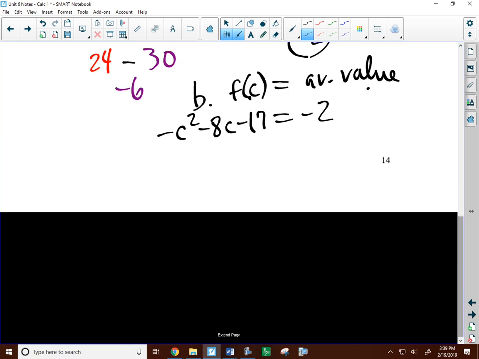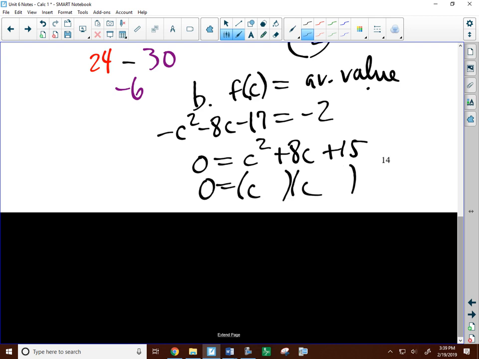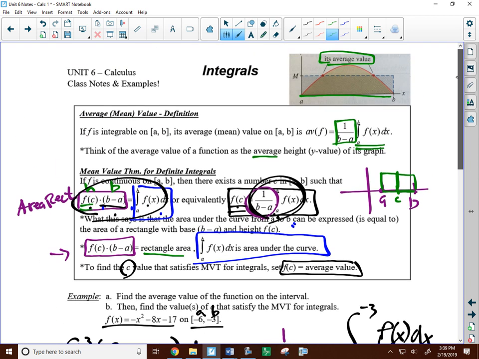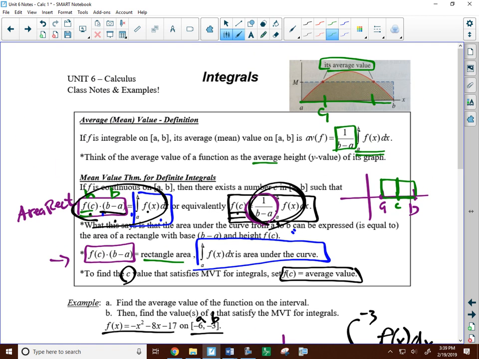Let's go ahead and solve this, and I'll tell you one other option we could do in this. So I'm going to get everything to the right side. I'm adding c squared, I'm adding 8c, and I'm adding 17, so we get plus 15. Then I'm going to factor, and we got plus 5 and plus 3. So we get -5 and -3. There can't be more than 1. So think about that like this up here. Basically we found this is like c1 and c2. These are the c values. We just found where the function takes on its average y value. That's what we just found.